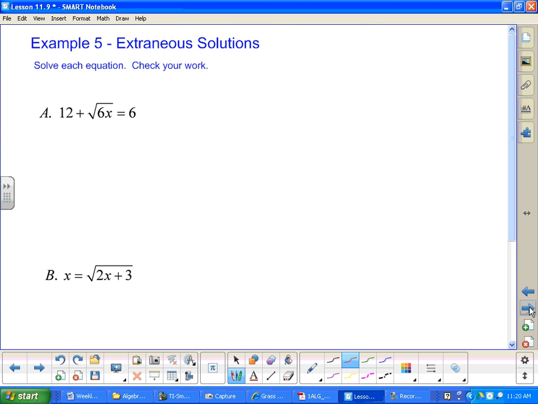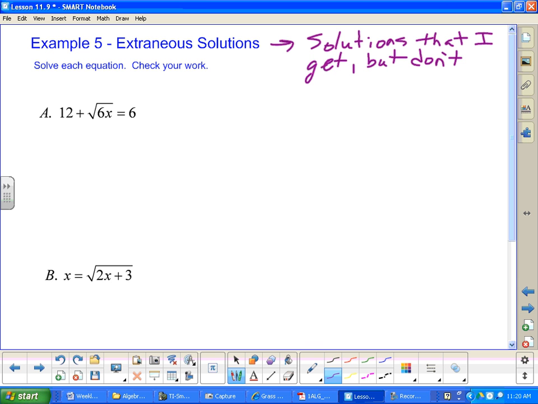Okay, last ones. Example 5, extraneous solutions. How many of you have heard the word extraneous before? All right, Justin, you've heard it before? Not sure now, are you? Okay, because he mentioned the other word. All right. Extraneous solutions are these. These are solutions that I get but don't work. There's solutions that I get but don't work when checked. And we're going to see how that happens here.